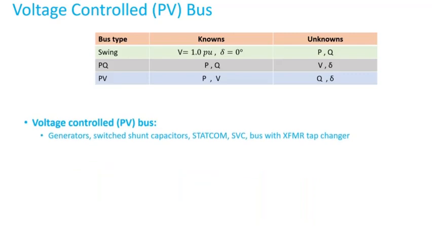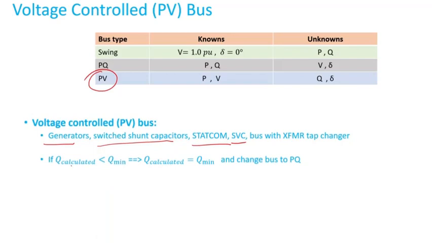Then you have the voltage controlled bus. Typically generators have the capability of controlling the voltage. So do switched shunt capacitors, STATCOMs, SVCs, or a bus with a transformer tap changer, which increases or decreases the taps to boost or buck the voltage.